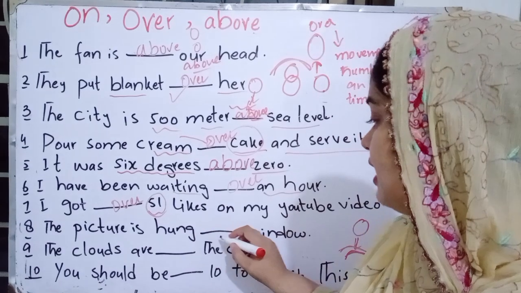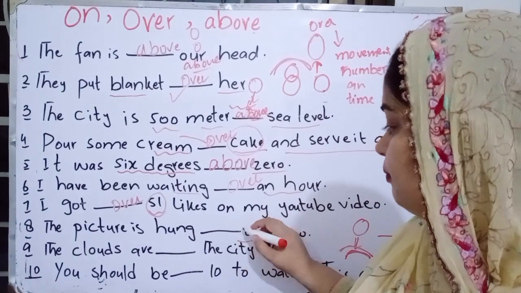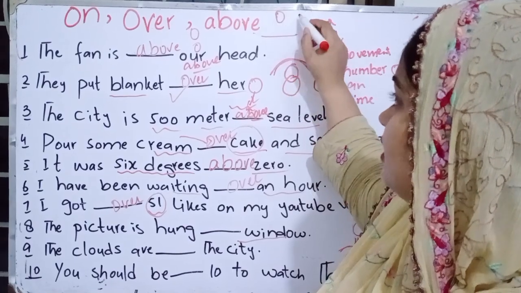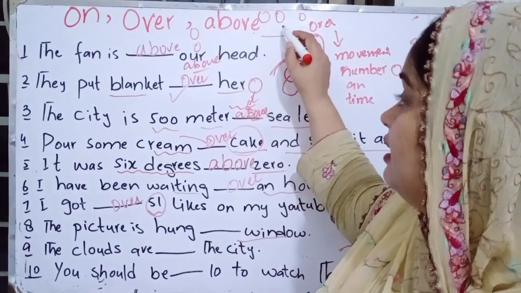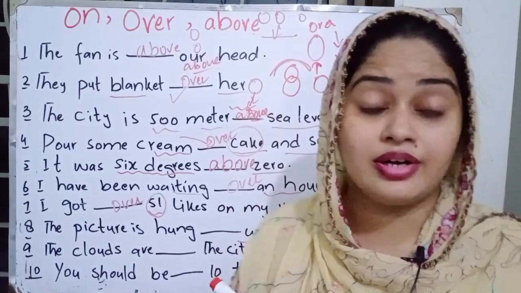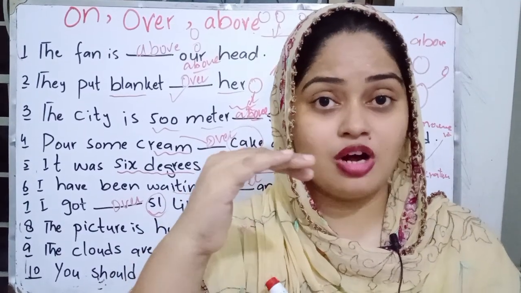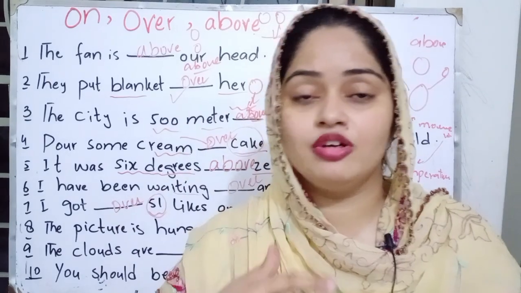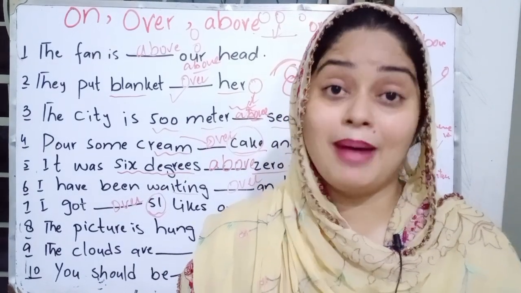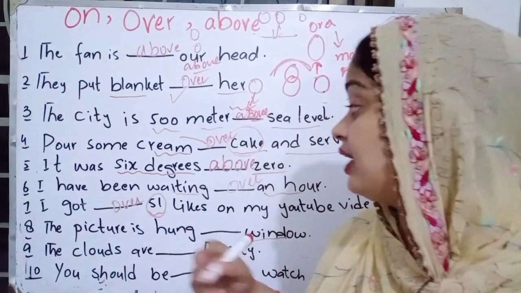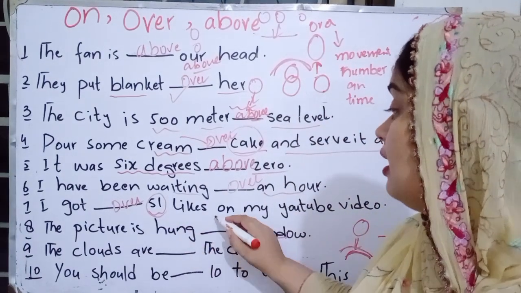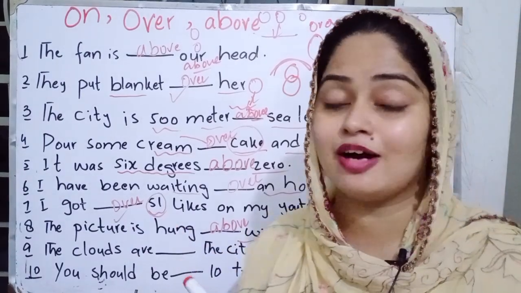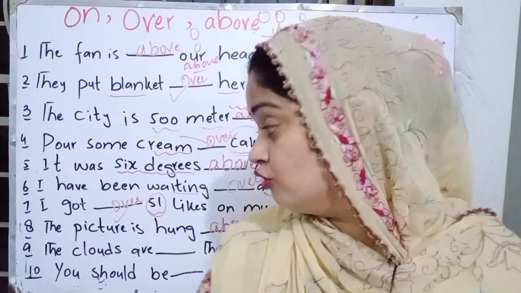The picture is hung on the window. This is the window and here is the picture. It can be here, it can be here. There is no direct contact. The picture is not touching the window. The picture is not covering the window. So you should use above. A very important example: the picture is hung above the window, because the picture is not moving. It doesn't show any movement.